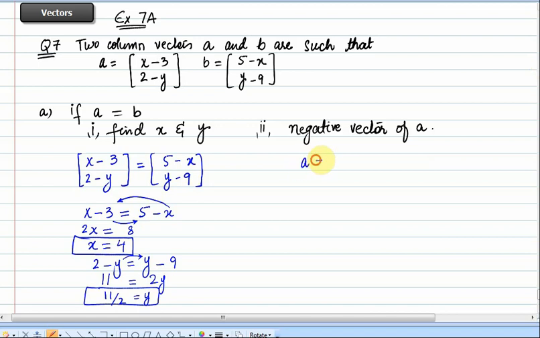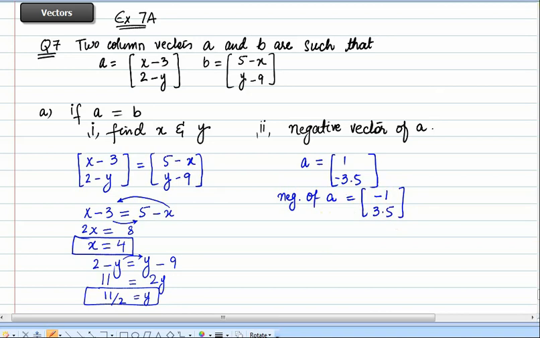So the vector A, when I place the values of x and y, x is 4, so 4 minus 3 is 1, and y is 5.5, so 2 minus 5.5 is minus 3.5. So that is vector A. The negative of A will be minus 1 and 3.5. You need to change the signs.